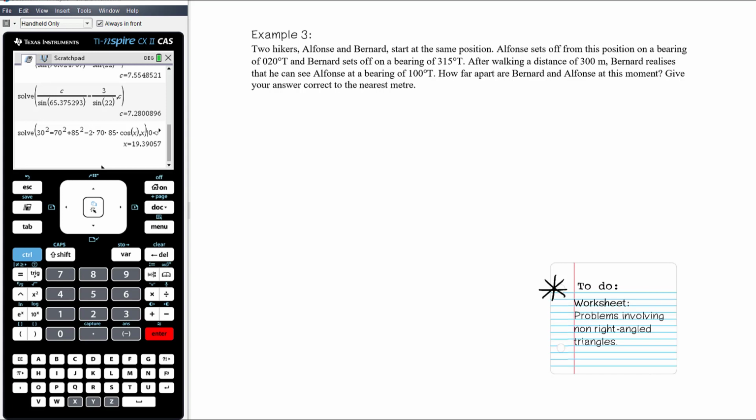Okay, let's sort of think about our compass points just to help us work out in which direction they head. Okay, so let's start here. That's the same starting position. Alphonse sets off on a bearing of 20 degrees. Okay, so he sets off out this way, where that's 20 degrees in there.